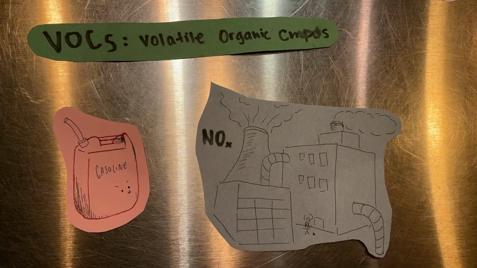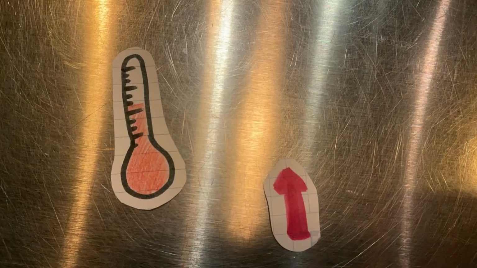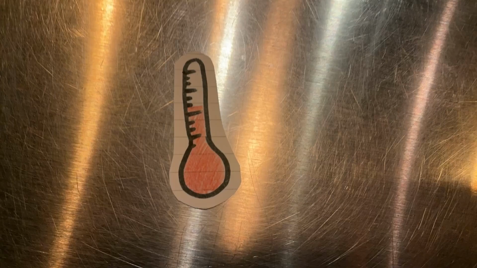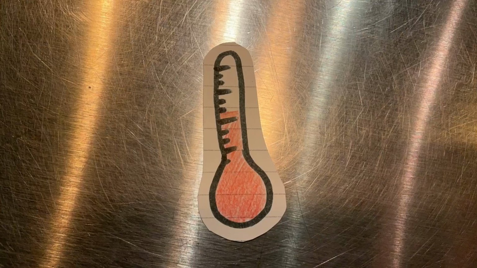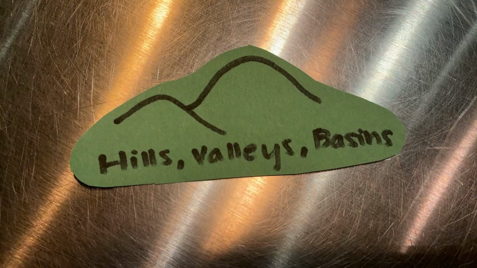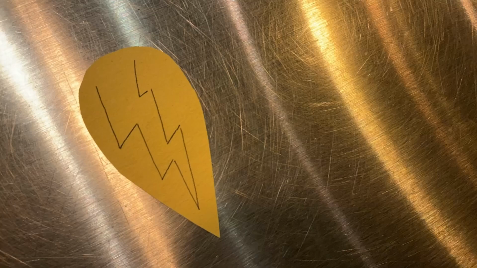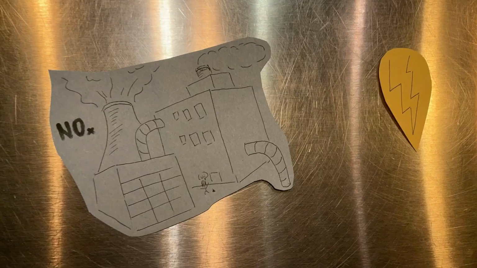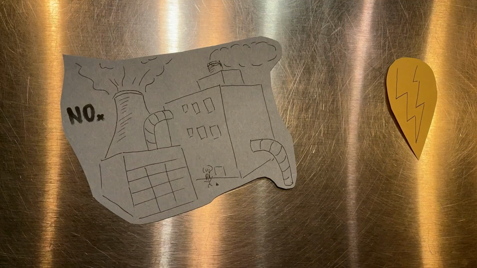Temperature is another factor that increases smog production as it speeds up the creation of ozone and makes volatile organic compounds evaporate faster. Landscapes such as hills and valleys can also increase smog production as they trap pollutants. One last factor is electricity demand. The more power plants there are, the more NOx will be released into the atmosphere, contributing to smog production.